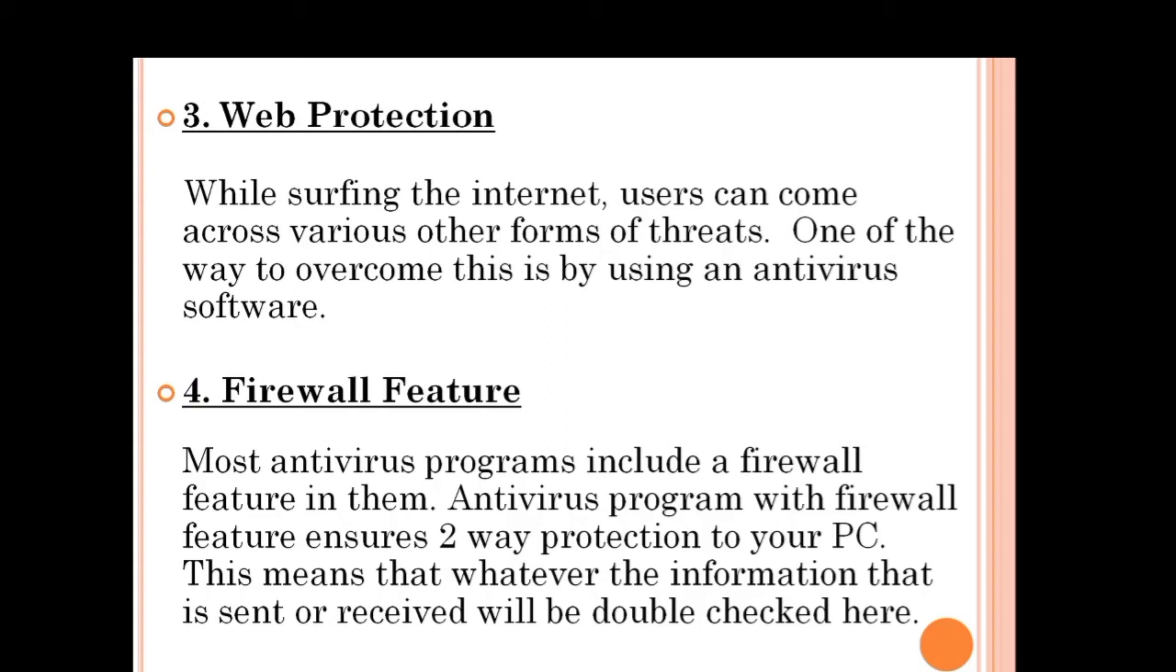The next is the firewall feature. Most antivirus programs include a firewall feature. A firewall can be hardware or software, and it can control or filter the incoming and outgoing data of the system. So an antivirus program with a firewall feature ensures two-way protection to your PC, meaning that whatever information is sent or received will be double checked.